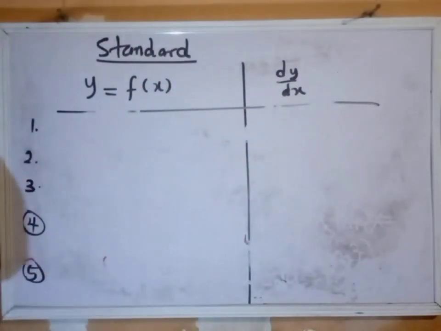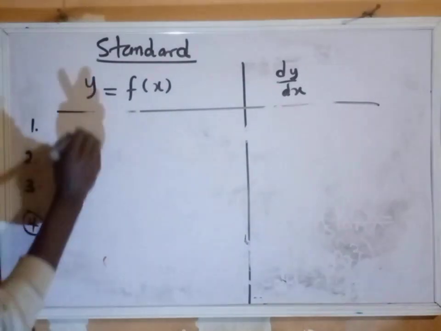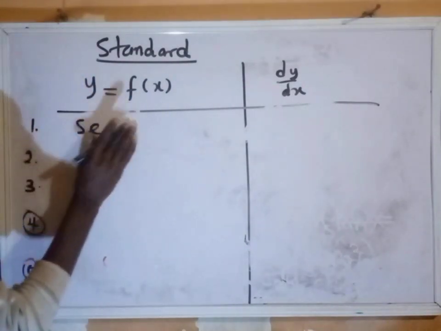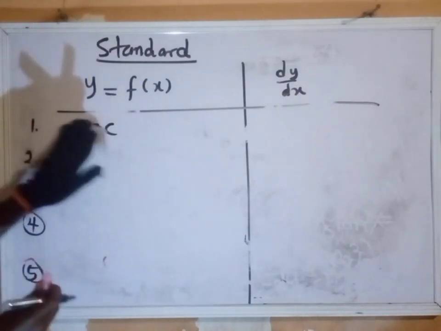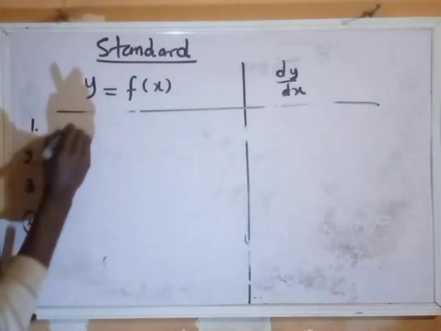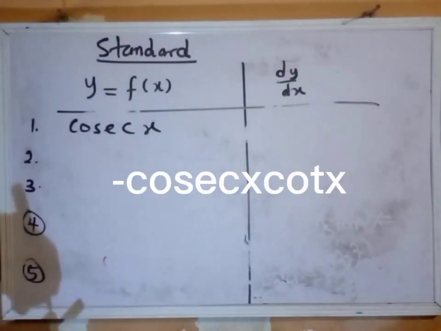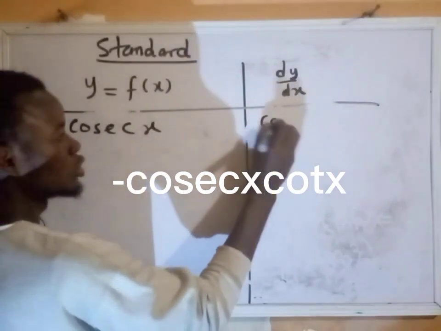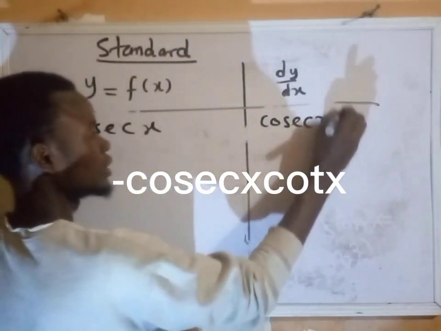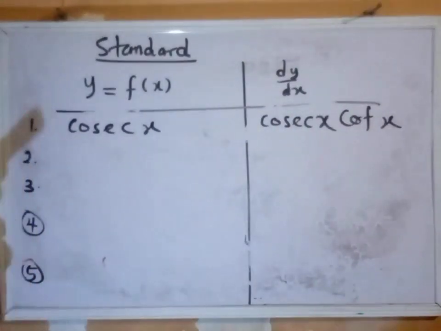Another one: if someone asks you to differentiate cosec x, the derivative of cosec x equals minus cosec x cot x.